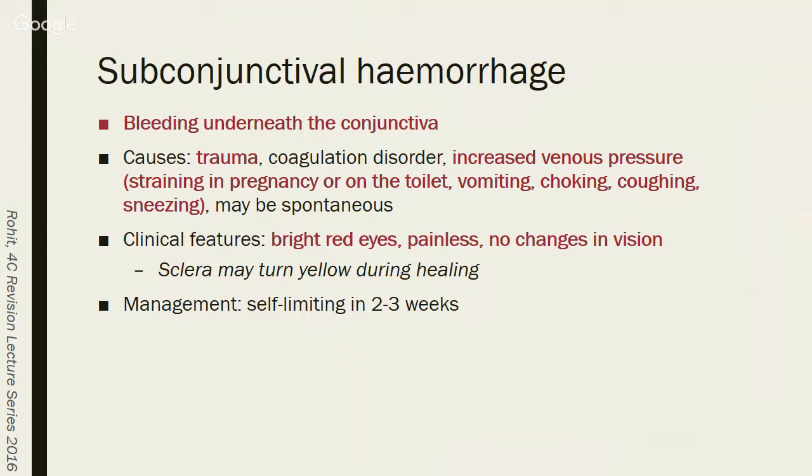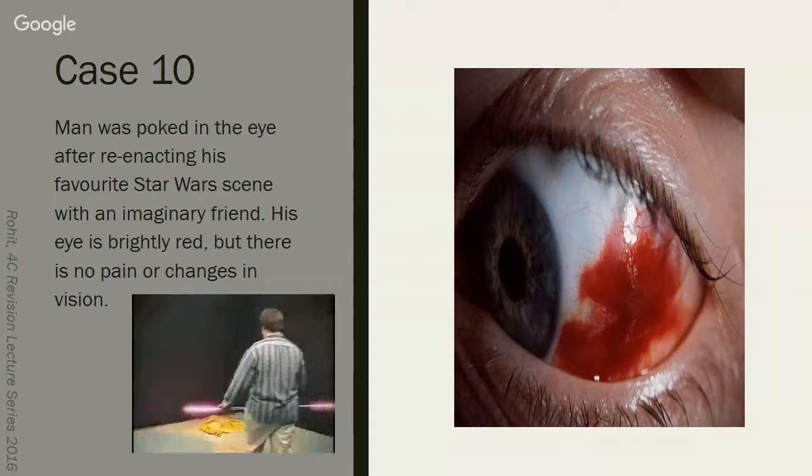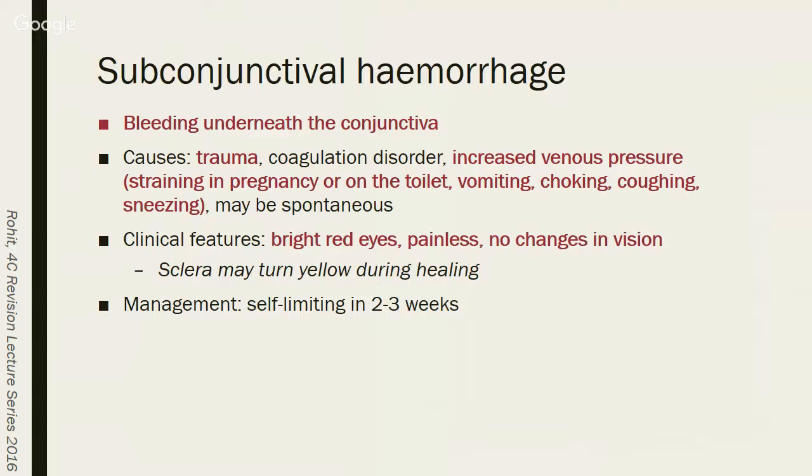Anyway, how these patients present. Bright red eyes, as we saw in the picture, it'll look like fresh blood. Over time, like a bruise, it'll become yellow. So important to remember that. And it's painless, no change in the vision. So it's subconjunctival, it's not affecting the pupil in any way. And you don't need to do anything. Despite how bad it looks, it's not that bad that it needs something done to it.